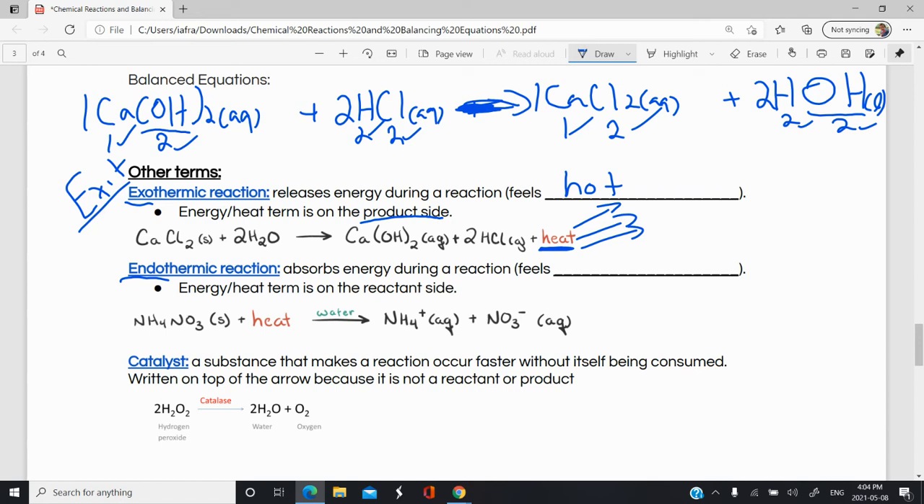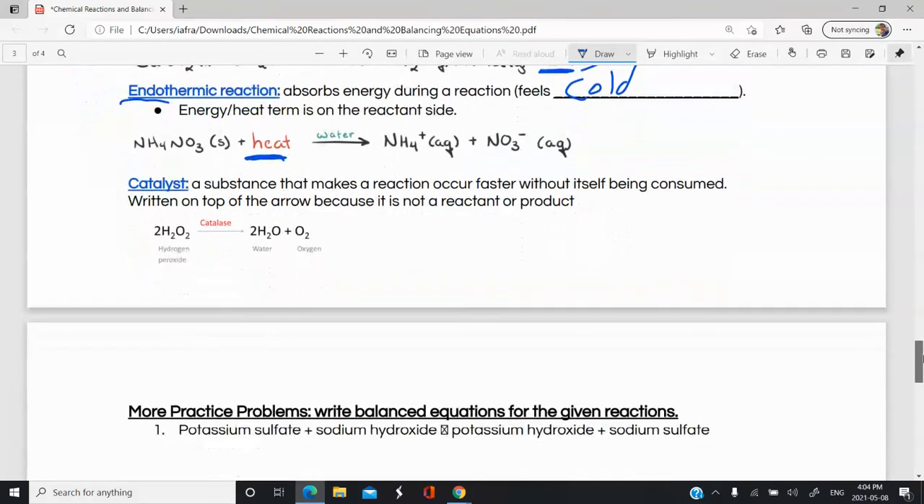So it's absorbing energy, taking in energy from the environment. So if you touch the reaction that's endothermic, it's going to suck energy away from your hand, meaning that your hand's going to start to feel, if you're losing heat, cold. So an endothermic reaction feels cold. And to represent this in an equation, we put the heat term on the left side, on the reactant side, to show that energy is being absorbed by this reaction, and it will feel cold. So notice it's the opposite of exothermic. So if you remember exothermic, just remember endothermic is the opposite. That way it's a bit less to memorize.